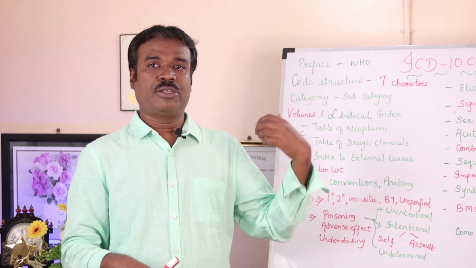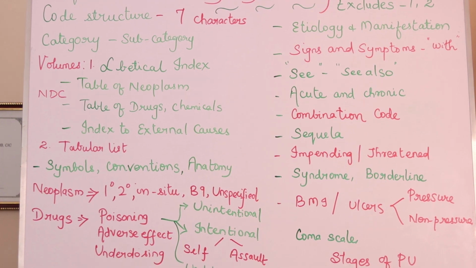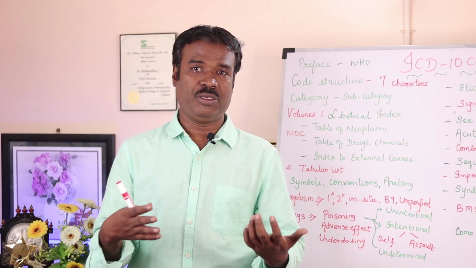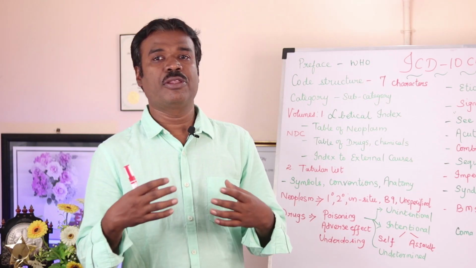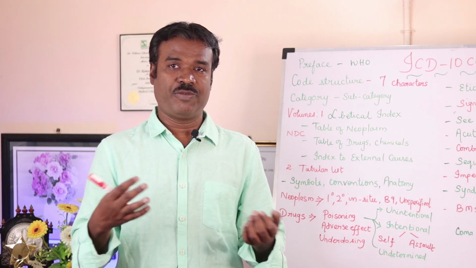Fine. Next, we'll move on to this table of drugs and chemicals. You might have seen several patients who might have taken alcohol or consumed a poison. Take for example a phenol poisoning, insecticide. A person has consumed phenol in order to take his own life, say as a method of suicide.